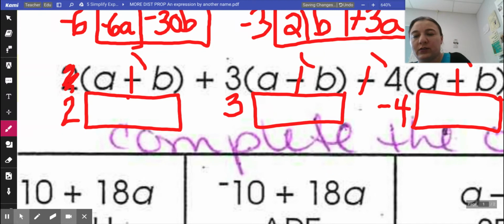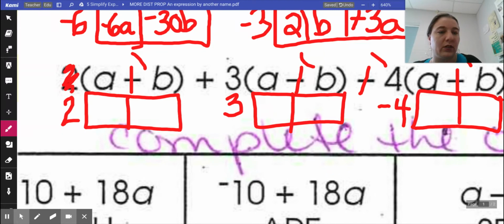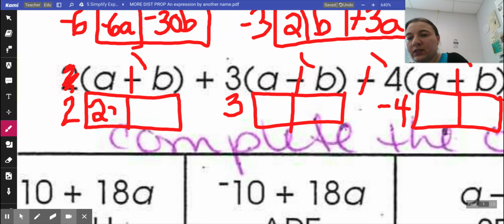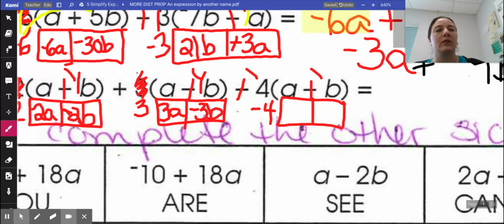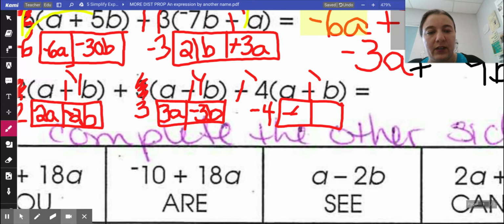There are 2 terms. 2 times the letter is 2 times the letter. 2 times a negative 1 will make a negative 2b because it said b. 3 times a is 3 times a. 3 times a negative 1 is a negative 3, and then times the b. Negative 4 times a is negative 4a, and here we go, we got a double negative here. Negative 4 times a negative 1 makes a positive 4b.